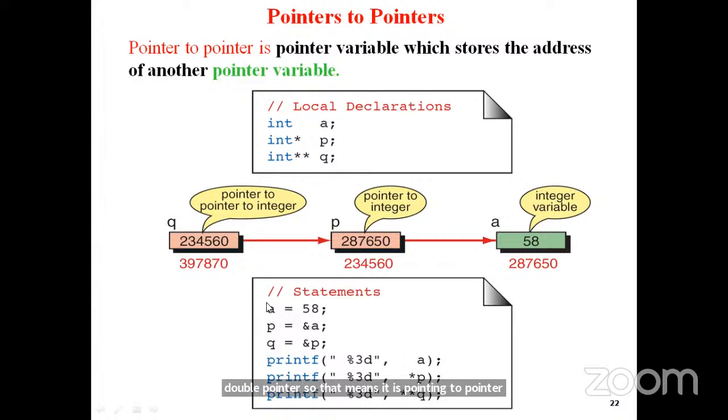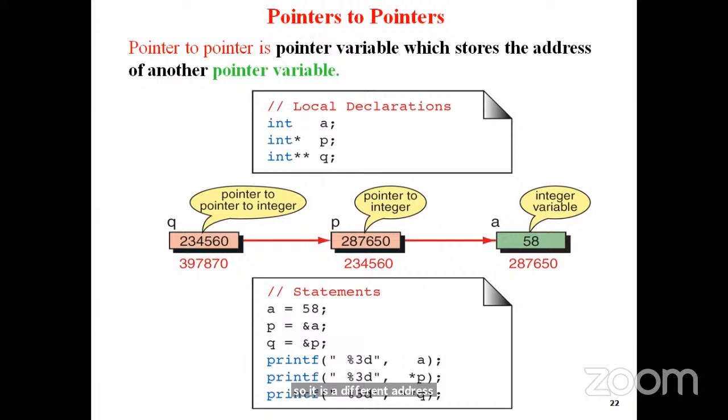Clear? So now A equal to 58. In A, the value 58 will be stored under some location, 287650. And now what is it going to do next? P equal to address of A. In P, what will it be storing? The address of A. What is the address of A? 287650 will be stored. And P also has some address, a different address, 234560.